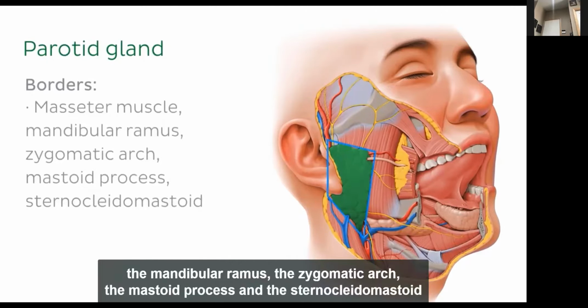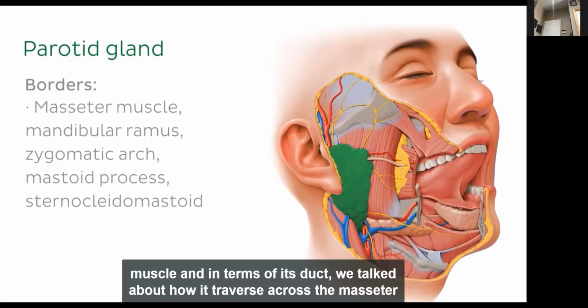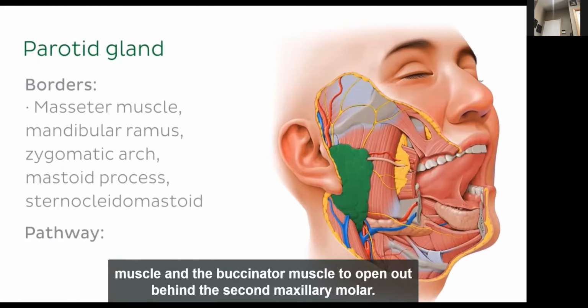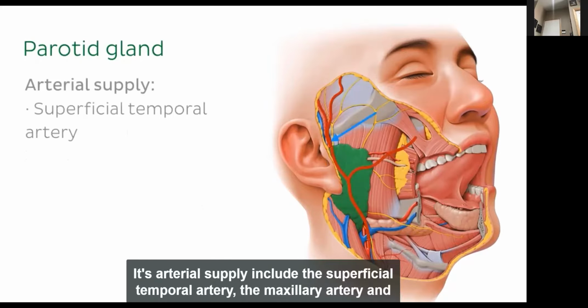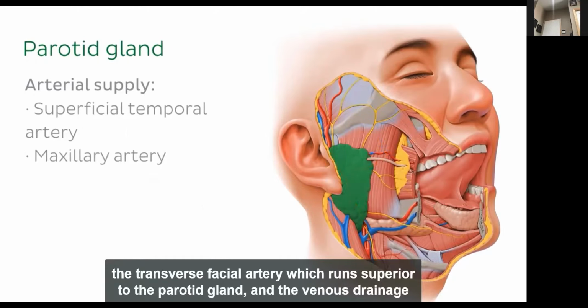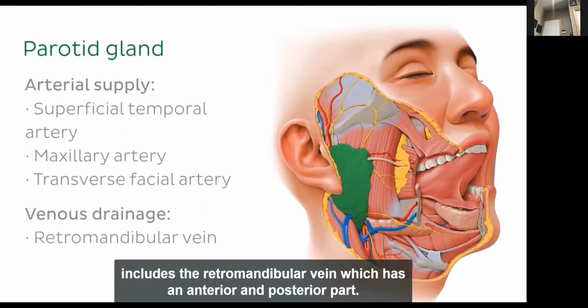For the parotid gland, we talked about the borders, which include the masseter muscle, the mandibular ramus, the zygomatic arch, the mastoid process, and the sternocleidomastoid muscle. And in terms of its duct, we talked about how it traversed across the masseter muscle and the buccinator muscle to open out behind the second maxillary molar. Its arterial supply included the superficial temporal artery, the maxillary artery, and the transverse facial artery, which runs superior to the parotid gland. And the venous drainage includes the retromandibular vein, which has an anterior and posterior part.